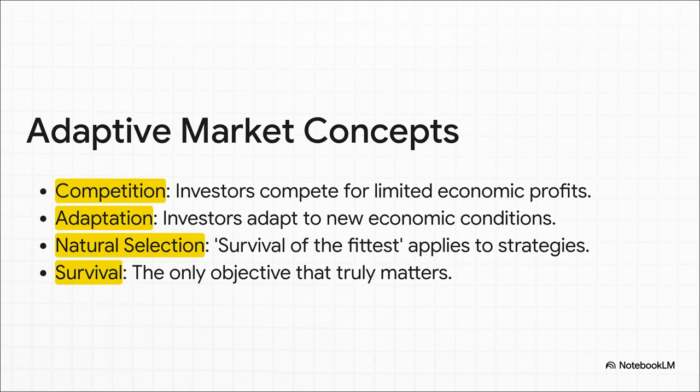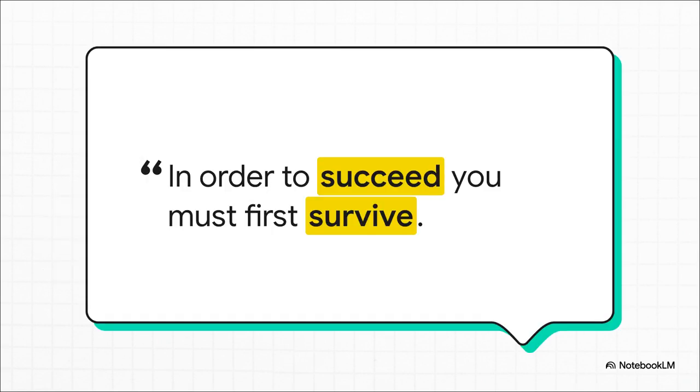In this framework, those behavioral biases we talked about aren't necessarily defects. They're seen as evolutionary heuristics, or mental shortcuts that were once adaptive but might become poorly suited when market conditions change. This famous quote really encapsulates the core tenet of the adaptive market hypothesis. In a constantly changing and competitive environment, maximizing your profit is actually secondary to a more fundamental goal. The strategies, and indeed the investors, that endure over the long haul are those that can first and foremost survive the inevitable cycles of the market.